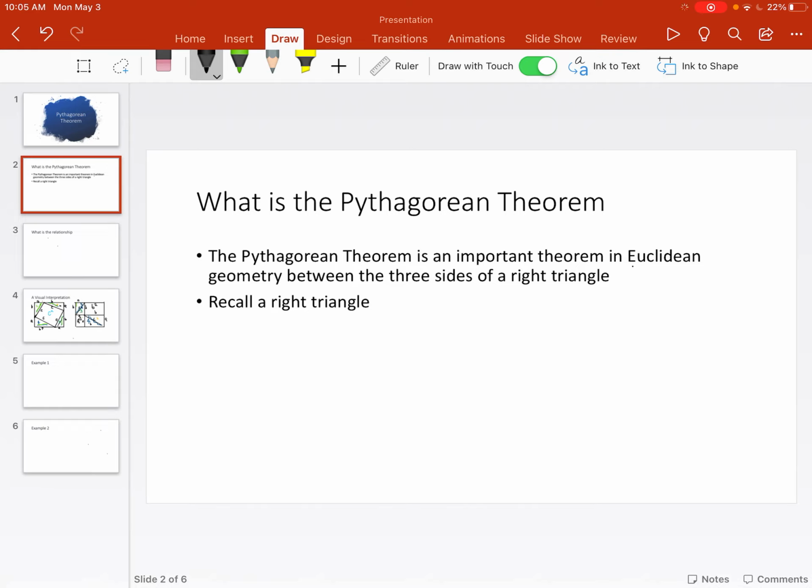What is the Pythagorean theorem? Well, the Pythagorean theorem gives us an important relation in Euclidean geometry between the three sides of a right triangle. It's an important theorem. So recall, what is a right triangle? Well, a right triangle has a 90-degree angle in it. And let's call this side A, B, and let's call this C.